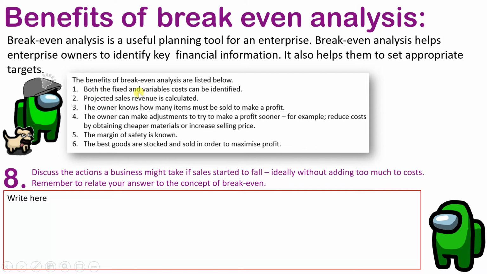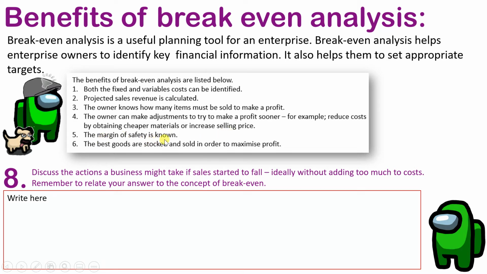Number 1, both the fixed and variable costs can be identified. Projected sales revenue is calculated. These are all the things the enterprise owner will do. The owner knows how many items must be sold to make a profit because they're calculating it. Usually they do this before they start operating. Number 4, the owner can make adjustments to try to make a profit sooner. For example, reduce costs by obtaining cheaper materials or selling at an increased sales price.